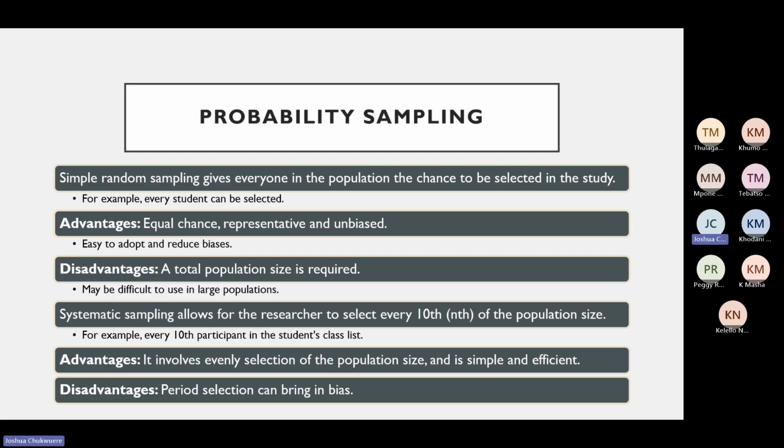So the advantage here is that it involves even selection of the population size, and the sampling is efficient. And also the disadvantage is that the selection can be biased. You see, the other one has a little chance of bias. This one can also be open to that.